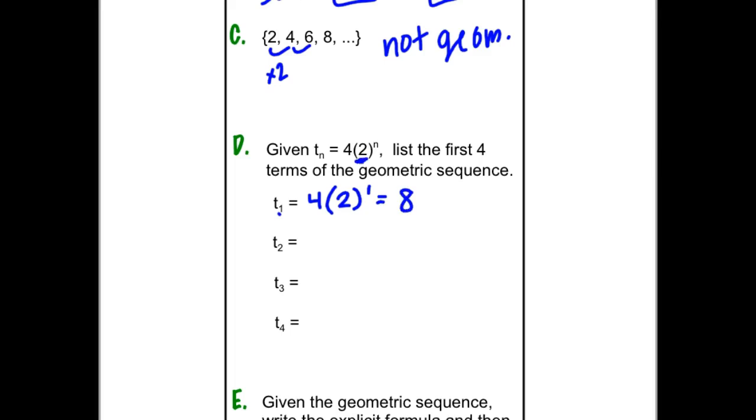We know that r is 2, so we technically could go from there, but I'm going to show you how you can, if you didn't see that. 4 times 2 to the second. 2 to the second is 4 times 4 is 16. You should be able to see that we're doubling. This would be 32. This would be 64.